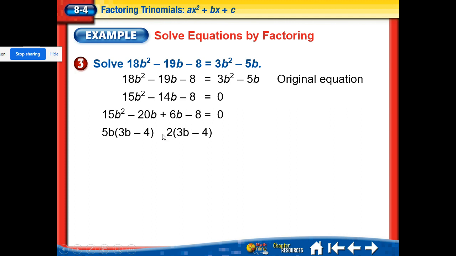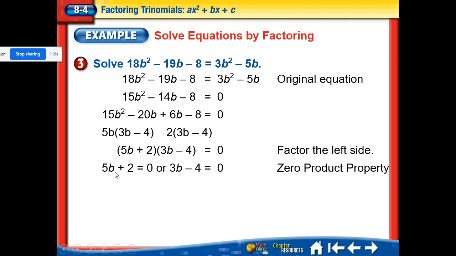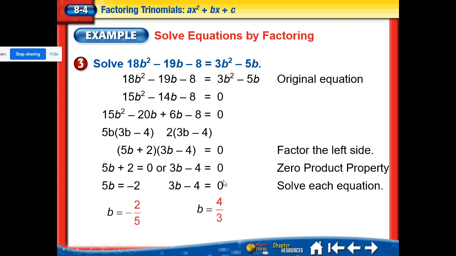Factoring them, 5b and then 2 over here. Again, those are the same, 3b minus 4. So 5b plus 2 and 3b minus 4 equals 0 using the zero product property. We go ahead and change it to 5b plus 2 equals 0 or 3b minus 4 equals 0. Again, zero product property. Subtracting the 2, we get minus 2. Adding the 4, we should have put the 4 over here. Then we divide by 5, and so we get negative 2/5, and we divide by 3, and we get 4/3. So those are my two answers.